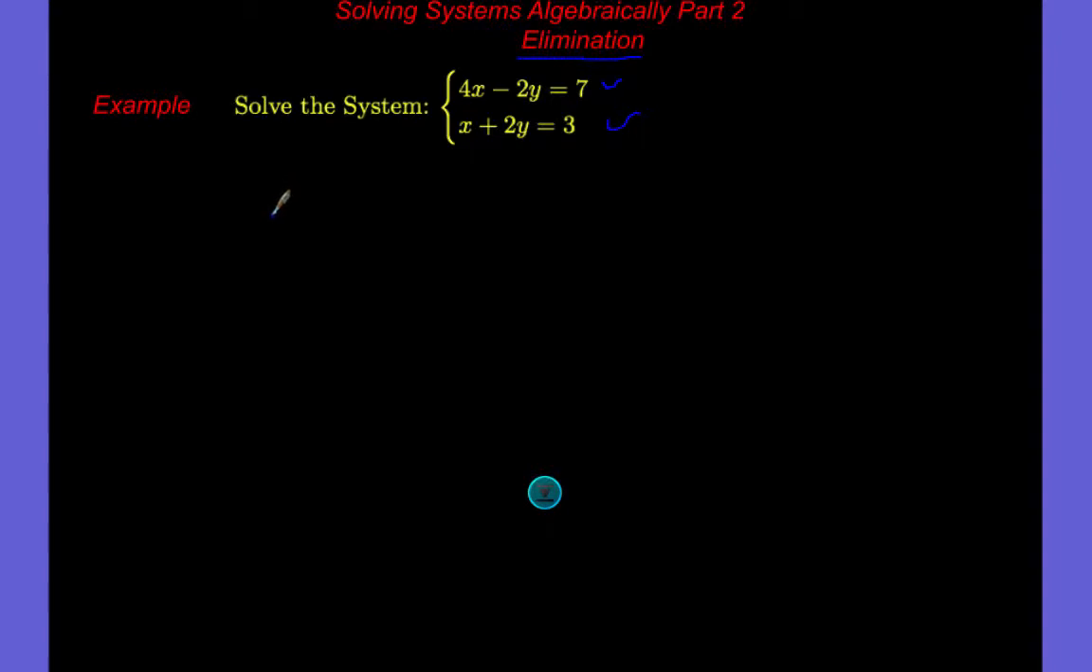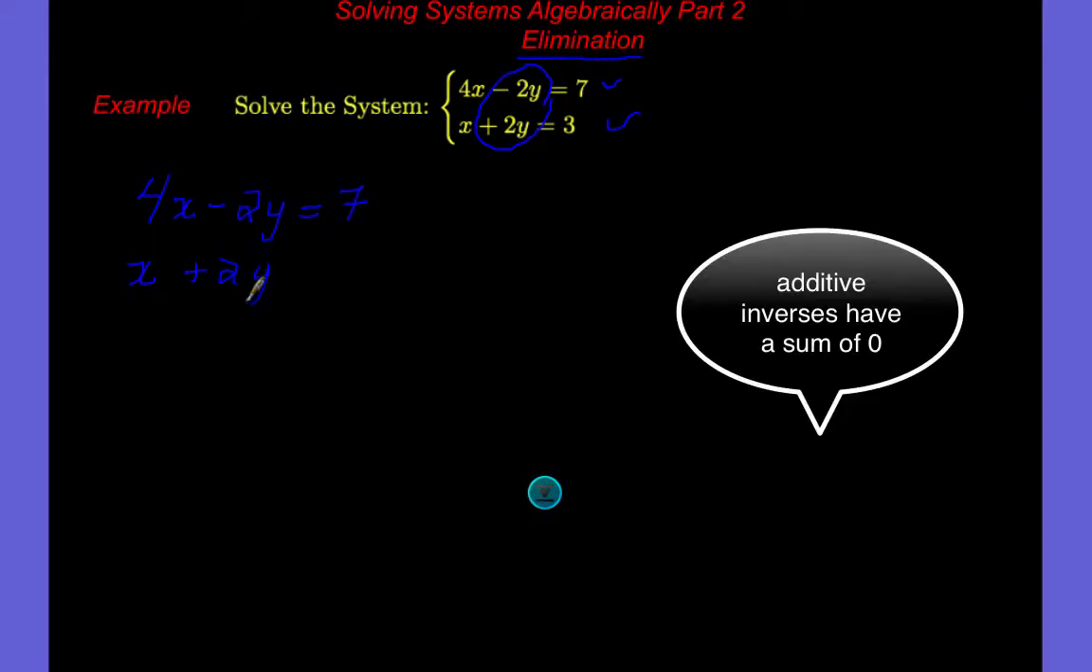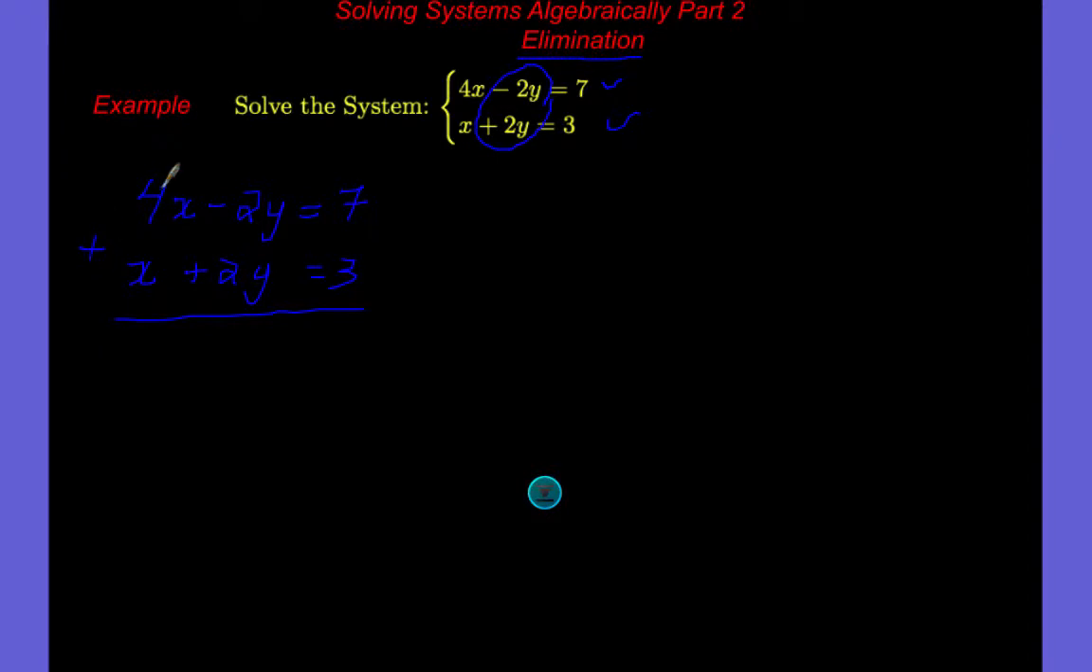And so what we can do here is if we look at these two values here, they're additive inverses. So what we're going to do here is we're going to actually add these two equations together in our system. So here's 4x minus 2y equals 7 and x plus 2y equals 3. So let's go ahead and add them, because what's going to happen is this whole idea of elimination, we're going to eliminate a variable. So 4x plus x is 5x's, okay?